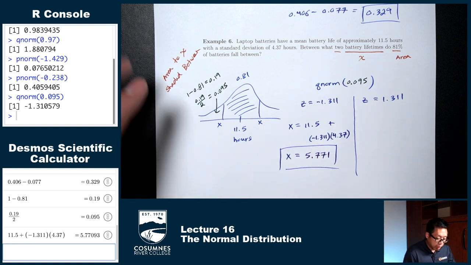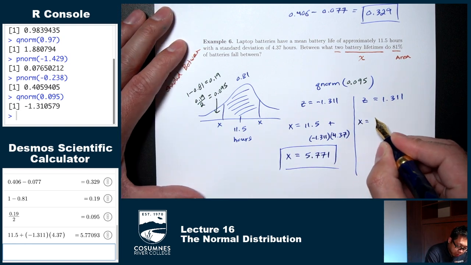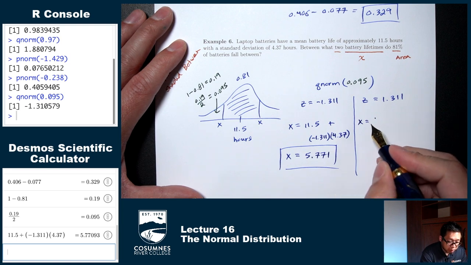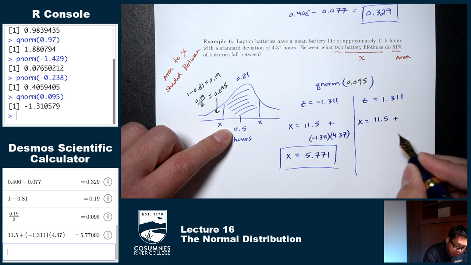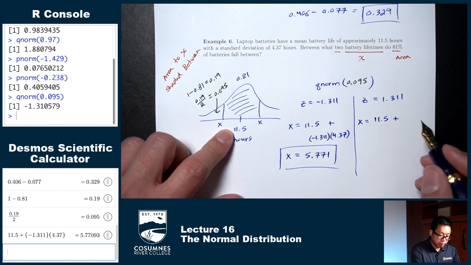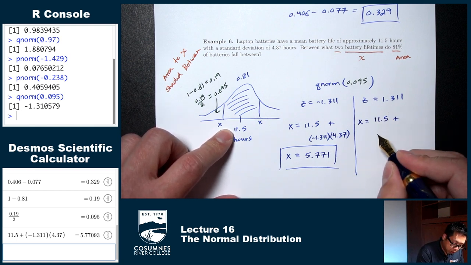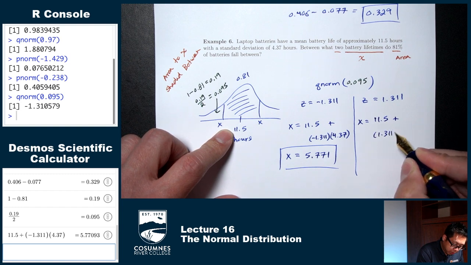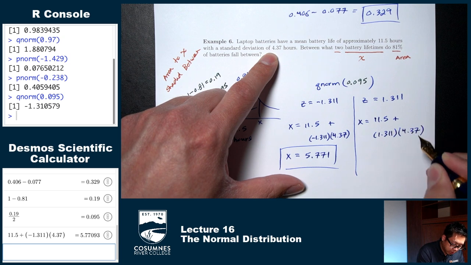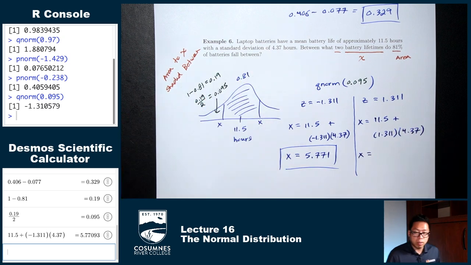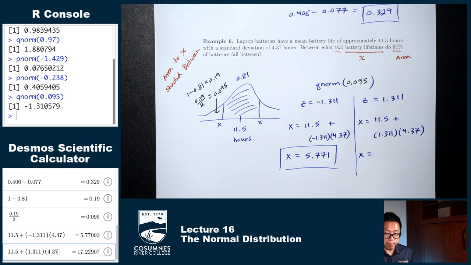Do the x formula for the other z. That's x equals the mean, which is 11.5, plus z times standard deviation. This time the z is 1.311. Standard deviation 4.37. Okay, calculator: 11.5 plus this time positive 1.311 times 4.37.